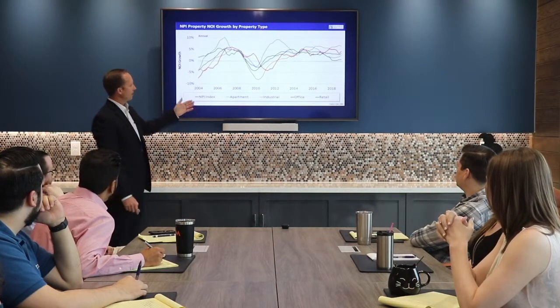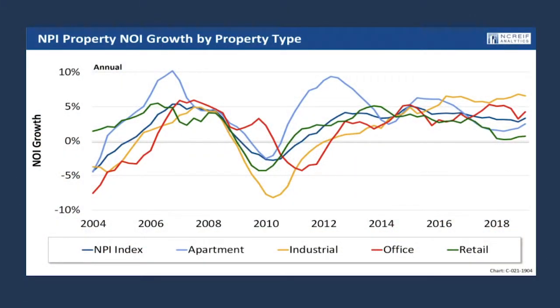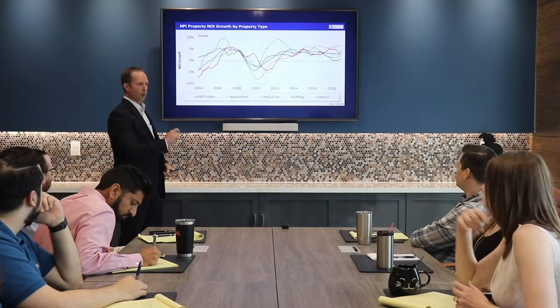NOI growth by property type. This kind of shows really where we are. The one thing I wanted to point out here: they correlate obviously with the recessions and market cycles, but retail, right? Everybody has been looking at retail as potentially the outlier in terms of underperformance for NOI growth, rent growth, and so forth. And that was certainly a risk for a while.